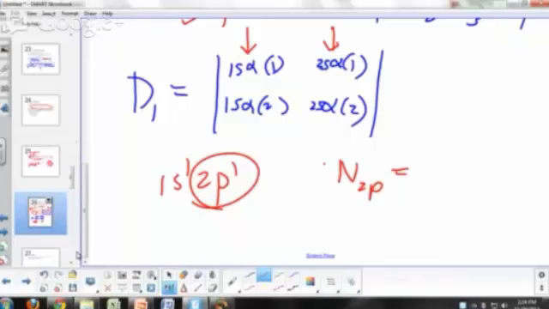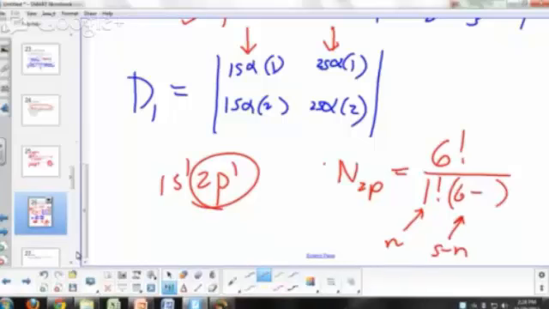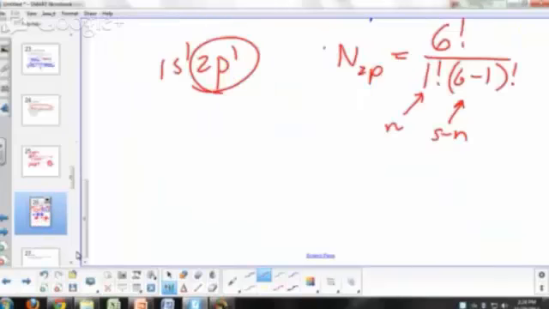6 spin orbitals, right? And if you want to distribute 1 electron there, so 1 factorial divided by 1 factorial, so this is your n, right? And s minus n factorial, so 6 minus 1 factorial. How many ways can you distribute 1 electron?